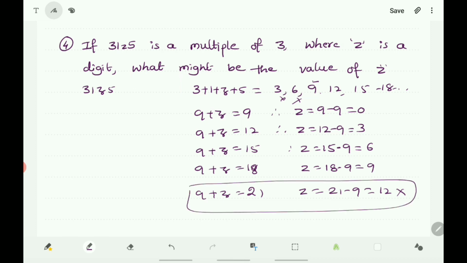So you know that z equals 0, z equals 3, z equals 6, z equals 9. These are the possible values of z. Therefore 0, 3, 6, 9 might be the value of z. Out of 0, 3, 6, 9, you can have any one value for z to have a multiple of 3. So 31z5 is a multiple of 3 if the value of z equals 0 or 3 or 6 or 9.